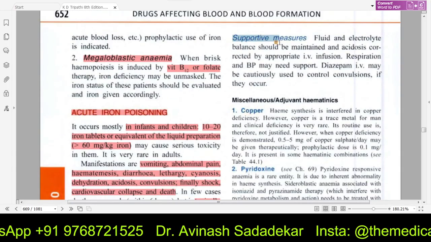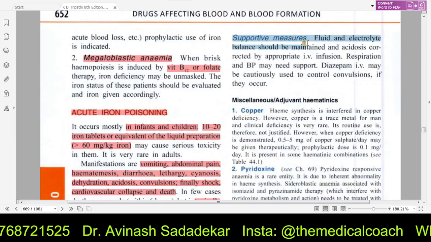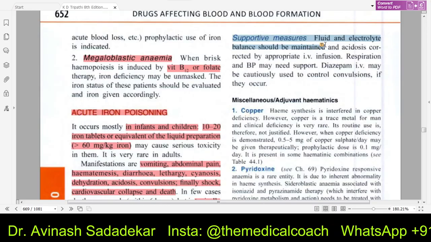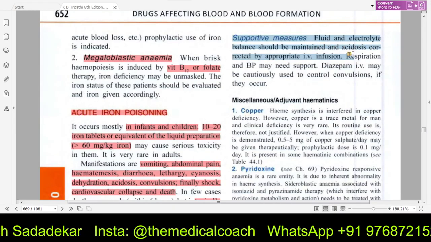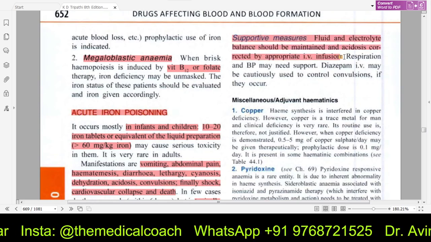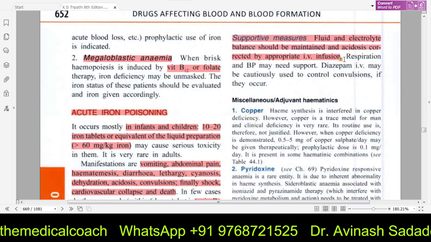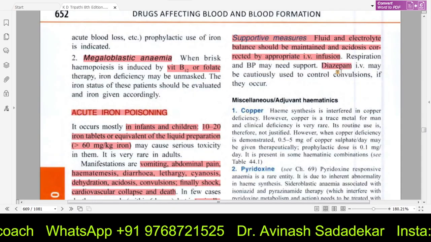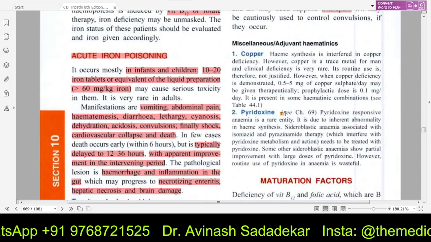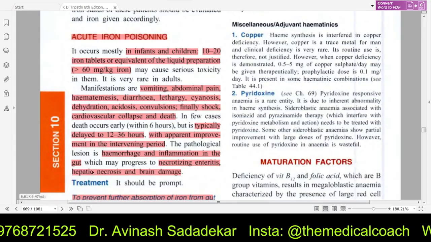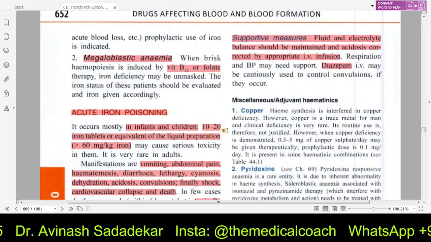Apart from that, please give supportive measures, which means maintain fluid electrolyte balance, correct acidosis by giving necessary IV infusion, take care of airway, breathing, circulation, blood pressure. If convulsions are there, diazepam. So basically the general things you have to take care of. In this chapter, you need to do this much properly.